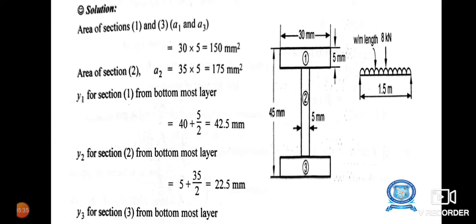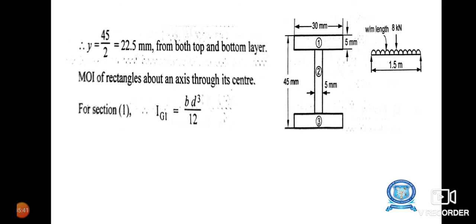Next, we calculate y3 for section 3 from the bottommost layer. So y is equal to 45 divided by 2, that is 22.5 mm. Next, we take the moment of inertia of a rectangle about an axis through its center.